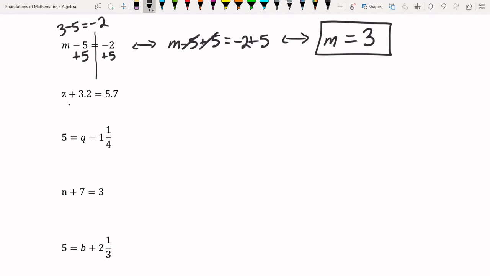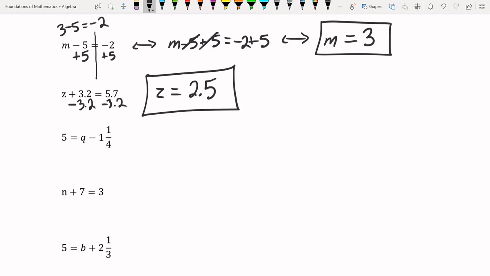Here we have z plus 3.2 equals 5.7. We're going to subtract 3.2. That's because it's adding to z, so we're going to do the opposite, or the inverse operation, which is subtraction. So here we have z equal to 5.7 minus 3.2. That gives us 2.5. You can do that in your calculator if you're not sure about that, and you can always check your answer if you want. This one I know is true.